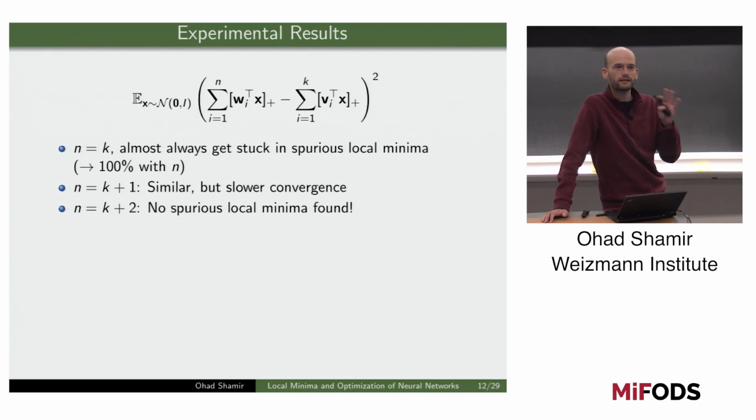And the probability, starting from some random point, approaches 100% already when n is a small number like 20. However, once you add just one more neuron, n is k plus 1, then the rate at which you go to 100% becomes much smaller. And in fact, if you add 2 neurons, then actually we couldn't find any spurious local minima whatsoever.